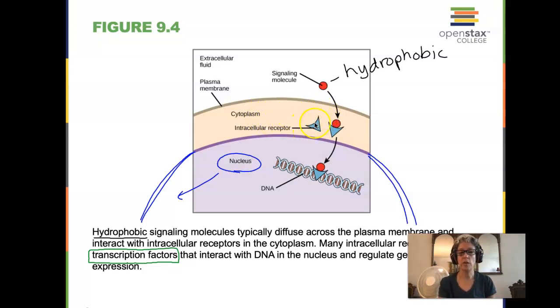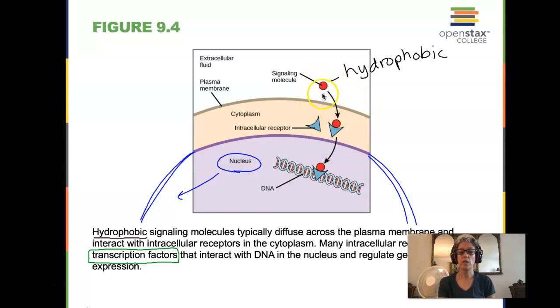And once again, the shape of the receptor fits the shape of the ligand, the signal, and that can be brought, in this case, into the nucleus and can interact with the DNA that can control gene expression. I've labeled the signaling molecule as hydrophobic because if it is hydrophilic, it would be repelled by those hydrophilic heads of the phospholipid membrane. If it were very large, it would need some sort of transporter. So the only way it's going to diffuse across the membrane is if the signal is small and hydrophobic.